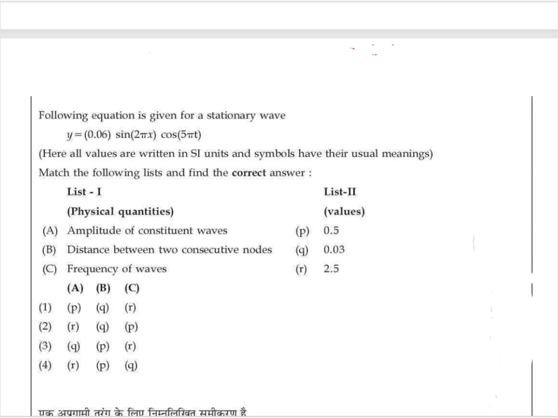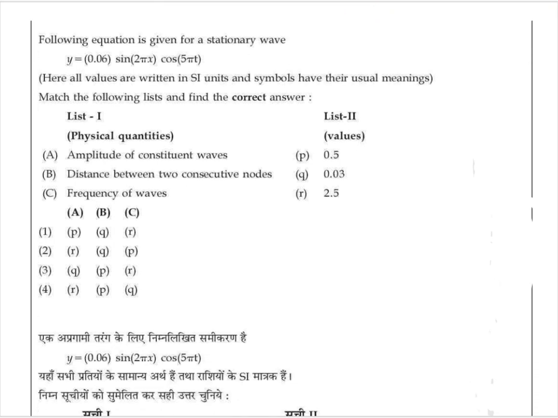So our next question, one equation is given to us: y equal to 0.06 sine 2 pi x cos 5 pi t. We have to find the amplitude, the distance between two consecutive nodes, that means lambda by 2, and the frequency of the wave. So we have to find these 3 for this.